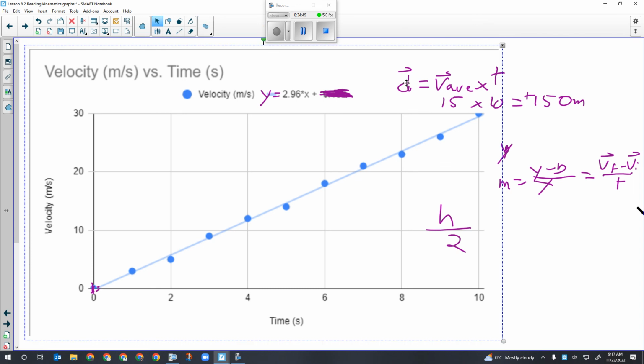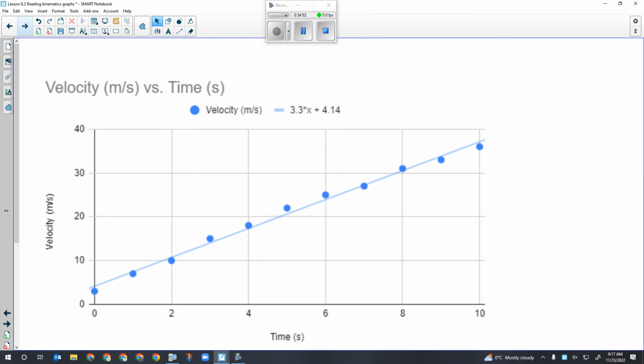Okay. Is this object accelerating? It is. It's a velocity versus time graph, showing us a line that's going up, okay? Showing us the object is increasing its velocity. Oh, I forgot to talk about the units. Okay, what's its rate of acceleration? Seth, you told me before, what is it now? 3.3 meters per second squared.